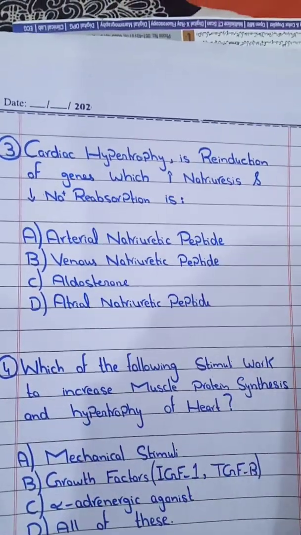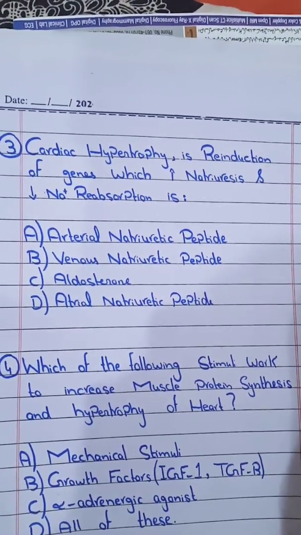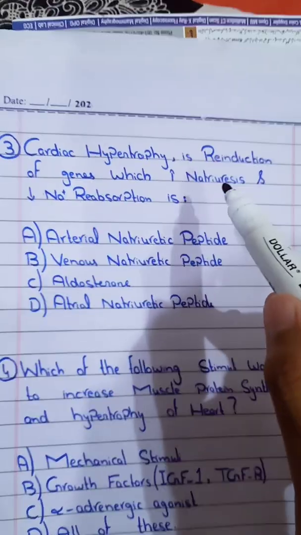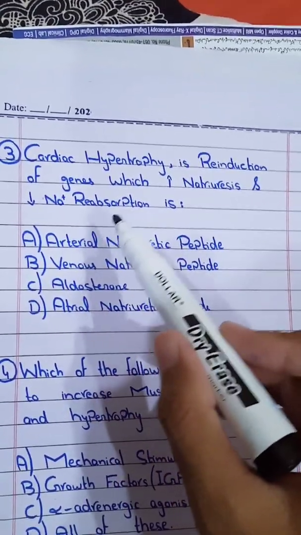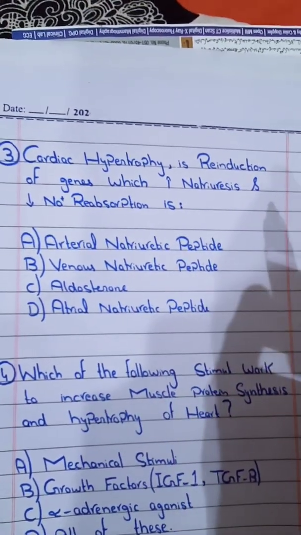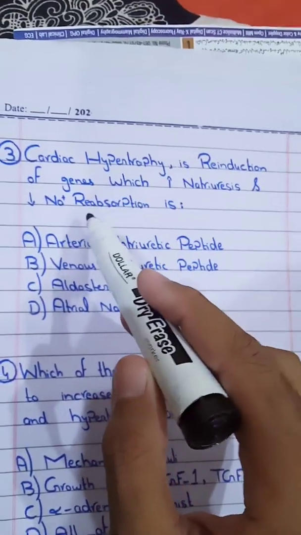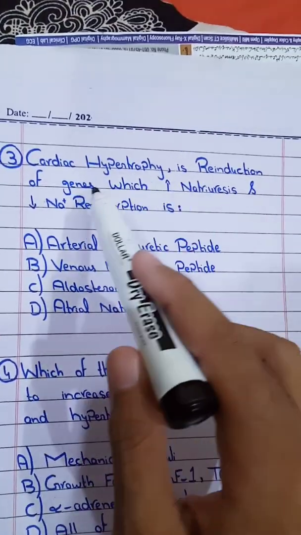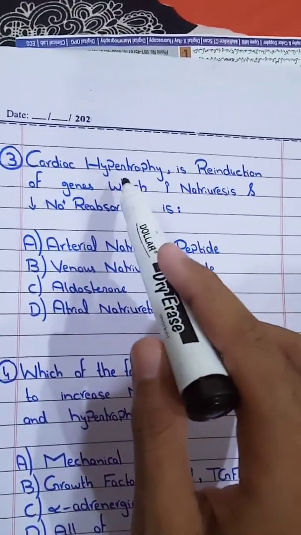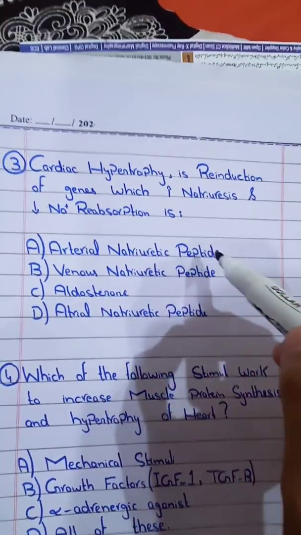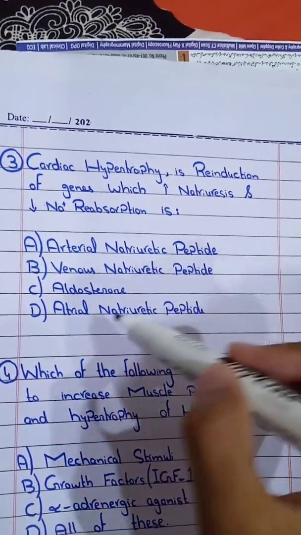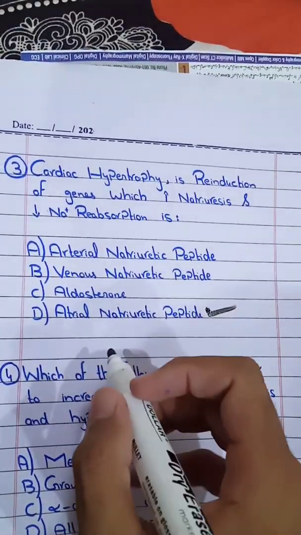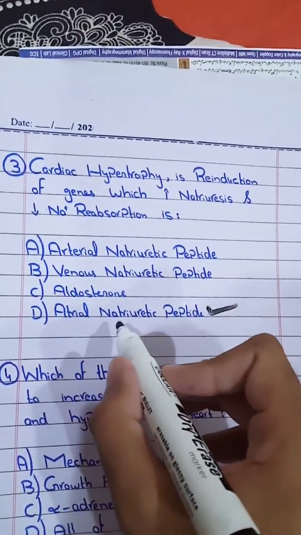The third MCQ is on cardiac hypertrophy. If the patient has cardiac hypertrophy, there is a reinduction of genes which increase natriuresis and decrease sodium reabsorption. What is the protein encoded by these genes, which decreases sodium reabsorption and increases natriuresis, but only occurs when cardiac tissue is under stress or hypertrophied? The options are arterial natriuretic peptide, venous natriuretic peptide, aldosterone, and atrial natriuretic peptide. So the right answer is the atrial natriuretic peptide, or ANP. It is also called atrial natriuretic factor.